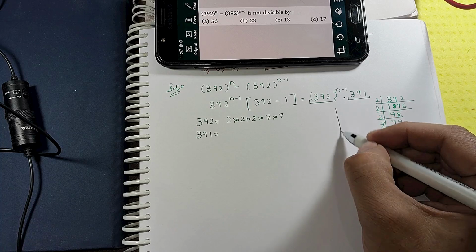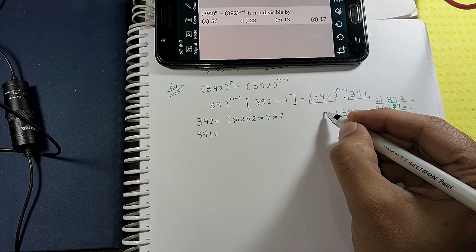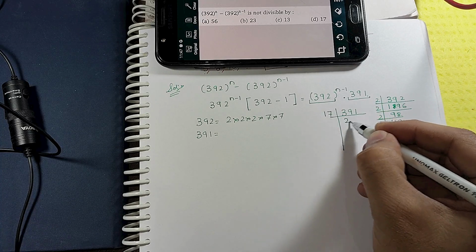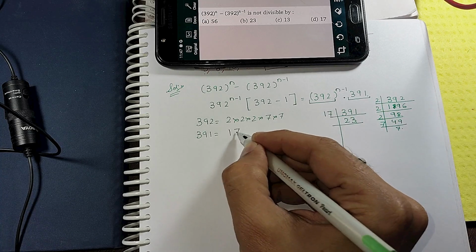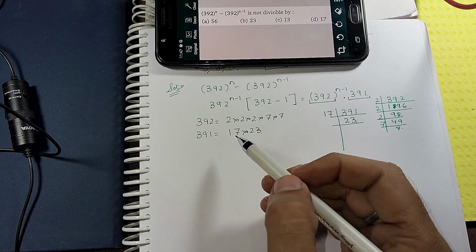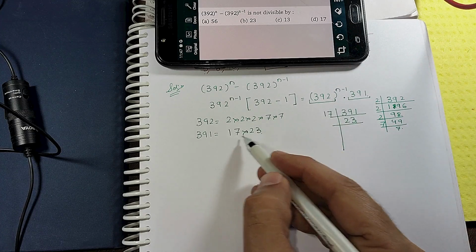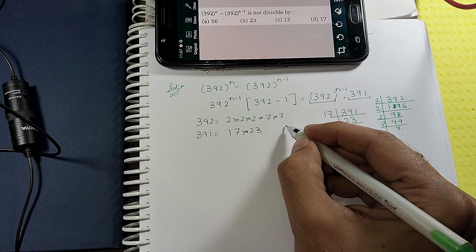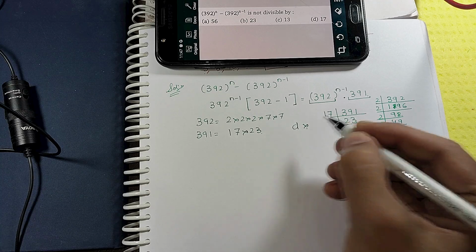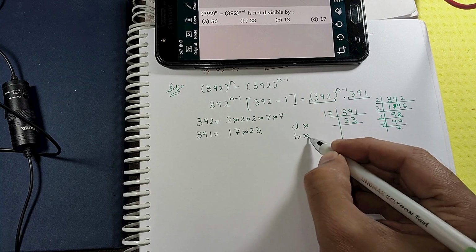Prime factorizing 391. Since 391 is a product of prime factors, it is 17 into 23. So I will write 17 into 23 as 391. Now 17 is option D. That means since 391 is equal to 17 into 23, option D is out of the question. It is divisible by 17, so option D is out of the question.